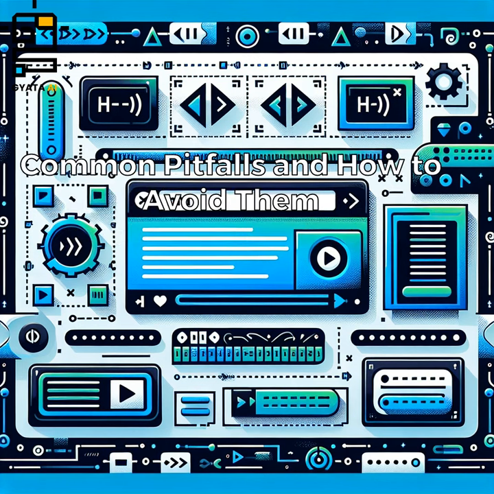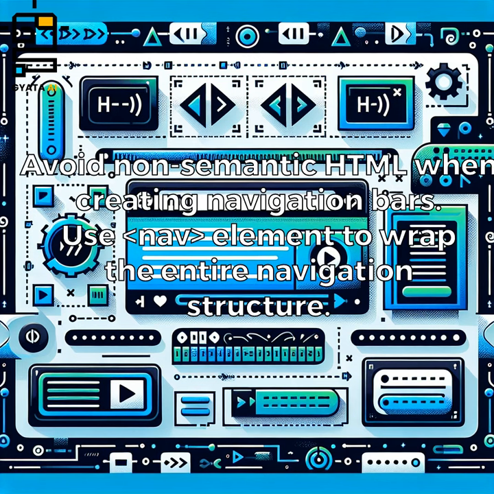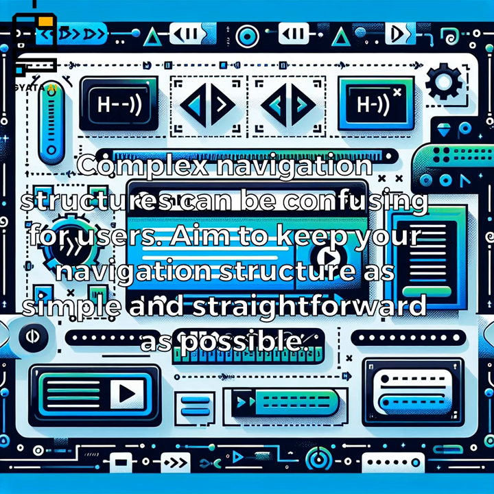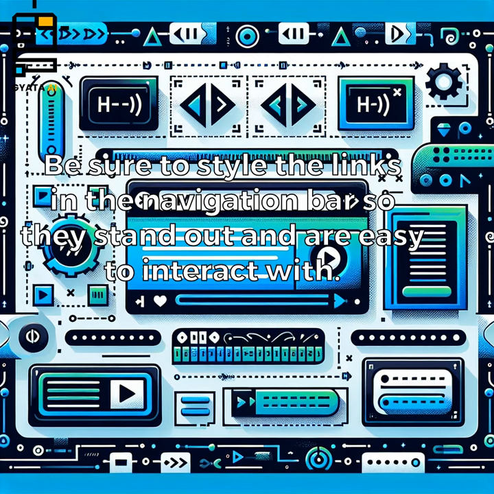Common pitfalls and how to avoid them. Avoid non-semantic HTML when creating navigation bars. Use the nav element to wrap the entire navigation structure. Complex navigation structures can be confusing for users, so aim to keep your navigation structure as simple and straightforward as possible. Be sure to style the links in the navigation bar so they stand out and are easy to interact with.